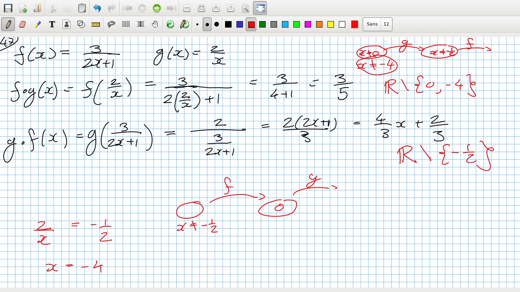Now, the good news is the answer is at the back for this. Let's see if we're right. x not zero or minus 4, good. And x not minus a half. And 4x was 2 over 3. And oh, I must have made a mistake.